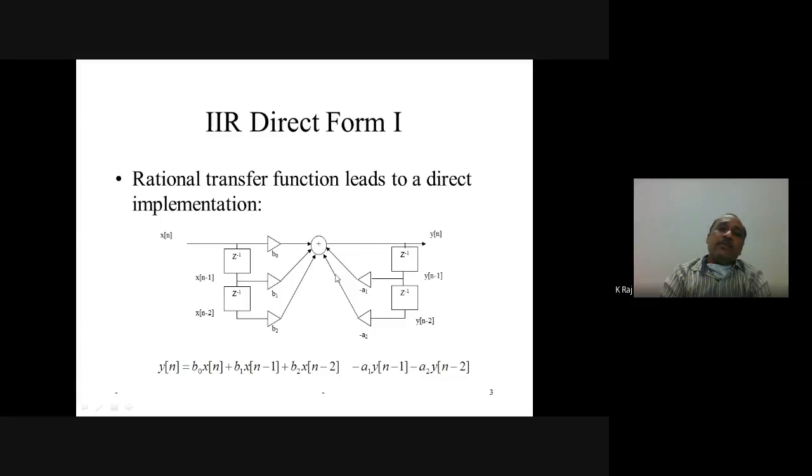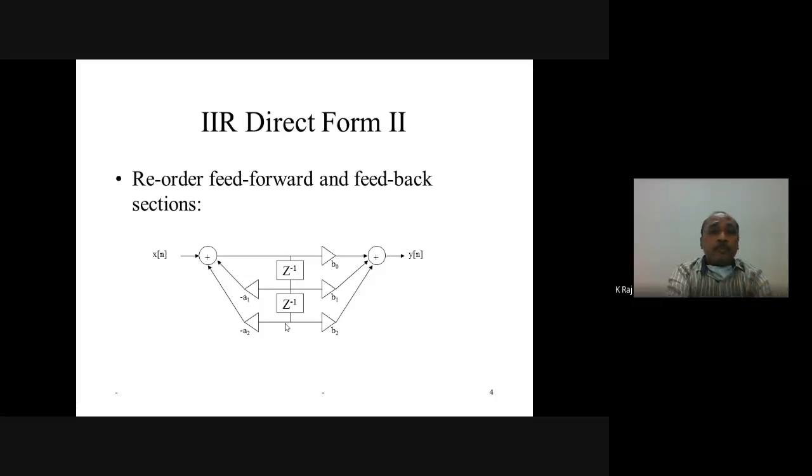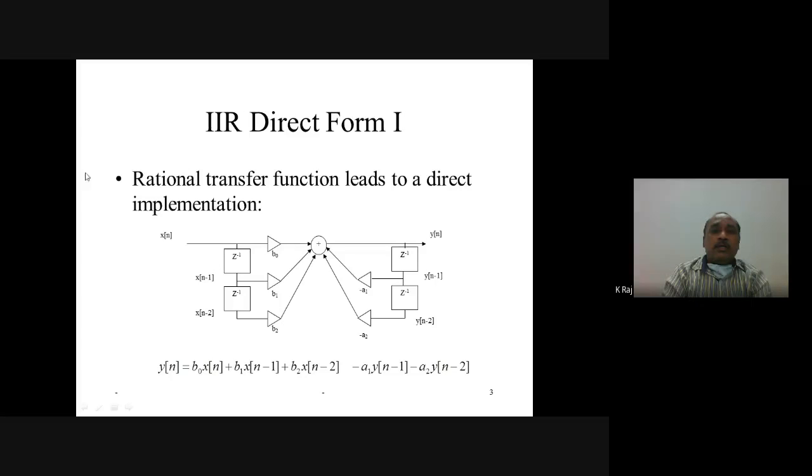And since this is directly derived from this equation, that's why we have named this architecture the direct form 1 architecture. Now we can reorder them. And after reordering, what will happen? If we see, then we'll find there is a series of Z here, and there is a series of Z inverse here, that is the delays.